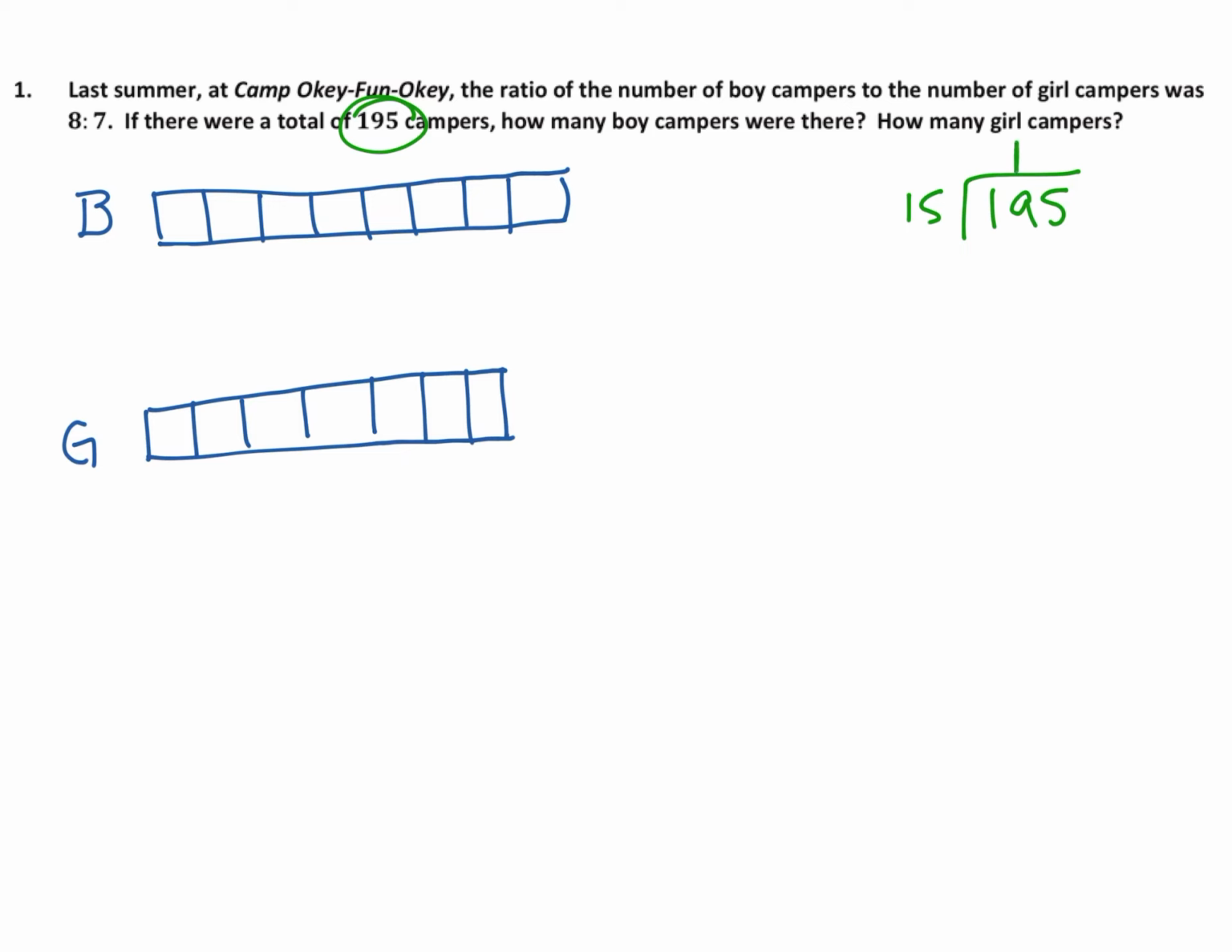15 goes into 19 one time, and we have 4 left over. Then we bring down our 5. 15 fits into 45 3 times, and we have none left over. So each box is going to get 13.